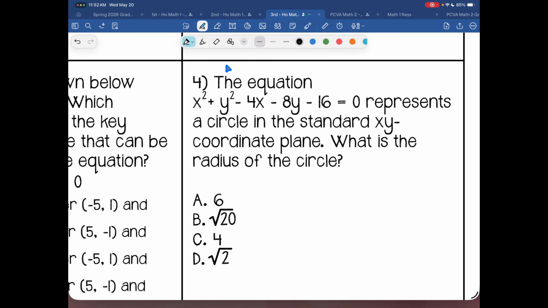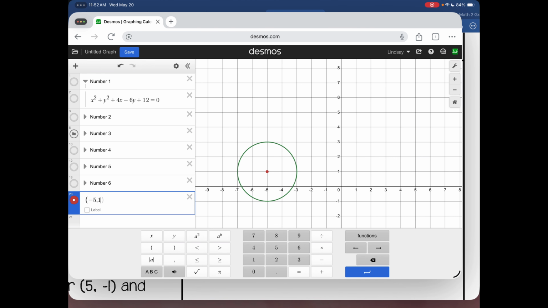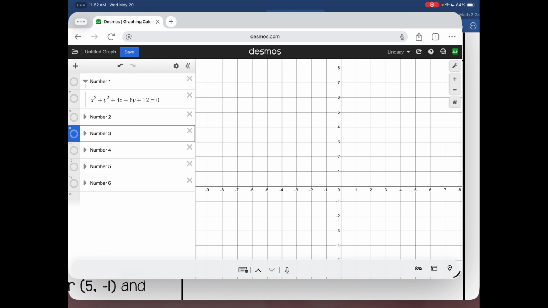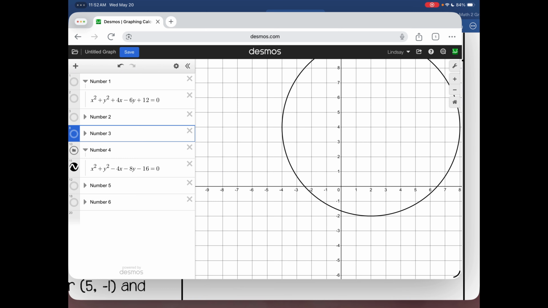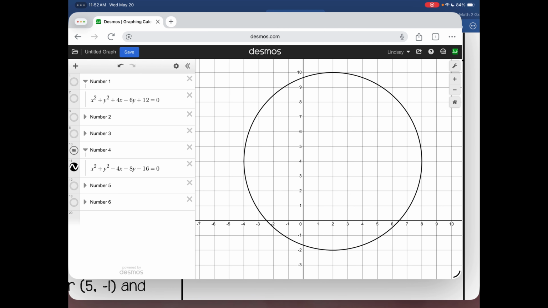All right, for number 4, it says, given this equation, what is the radius of the circle? So again, I would put that in Desmos. So let me turn off number 3, and let's look at number 4. All right, so there's a couple ways you can do that. You can find the center, estimate where you think the center is, which it looks like it's about at 2, 4, and then count the spaces.